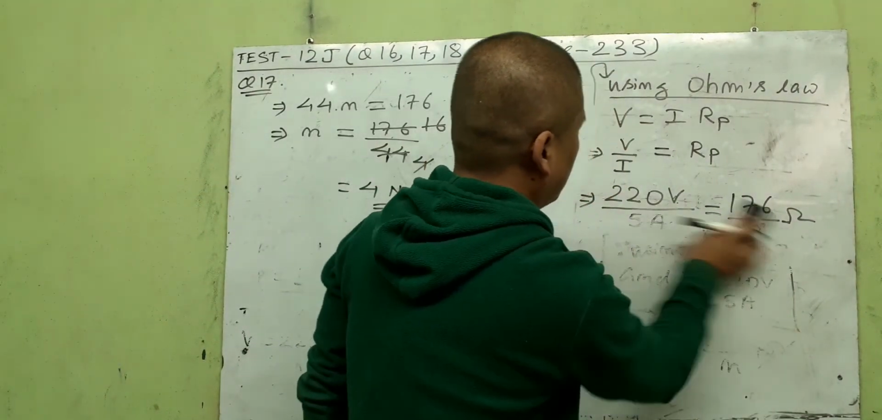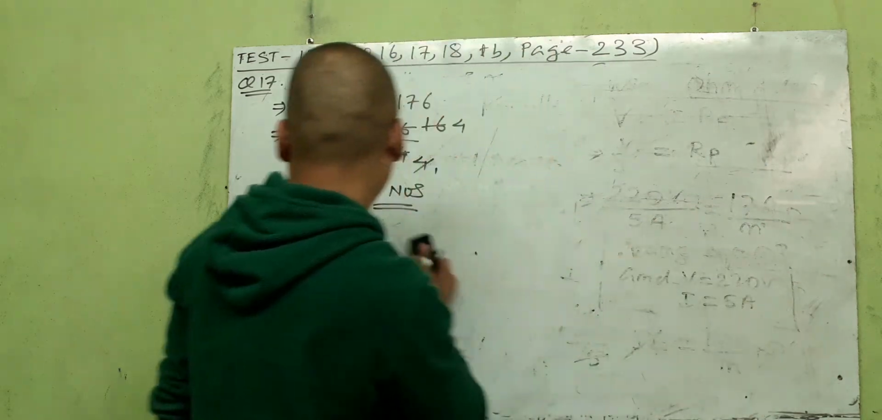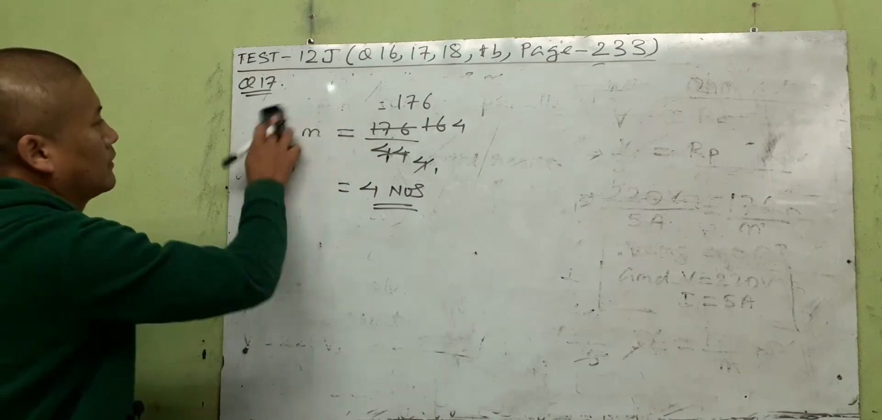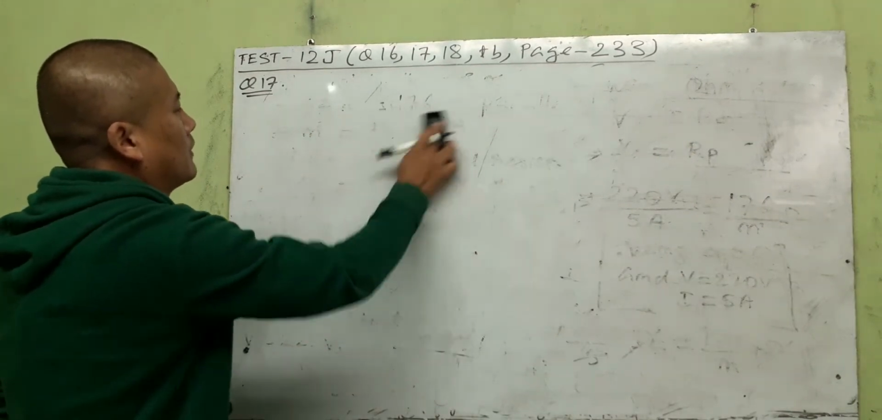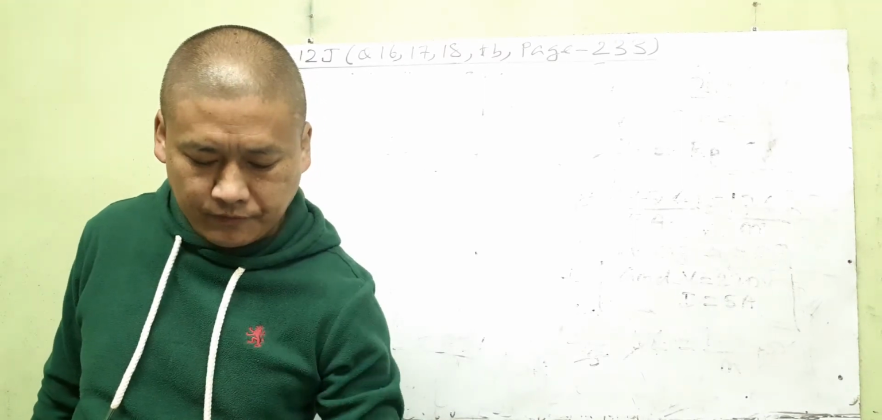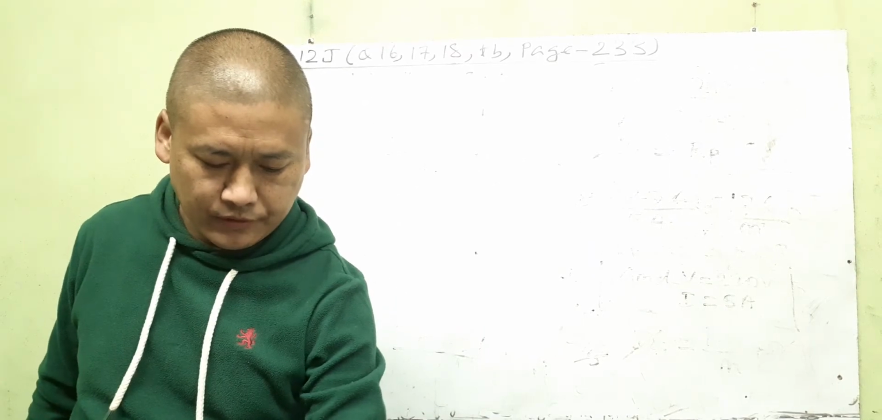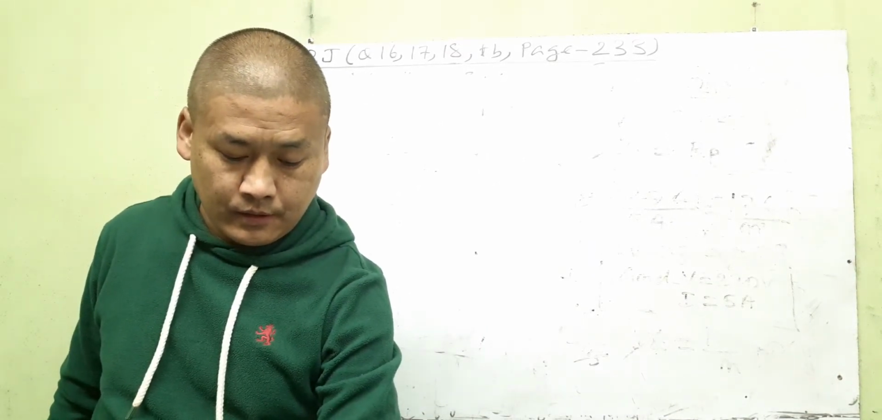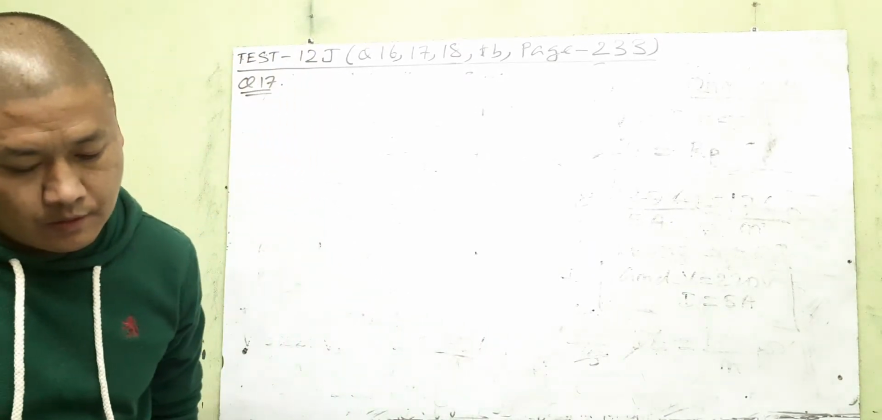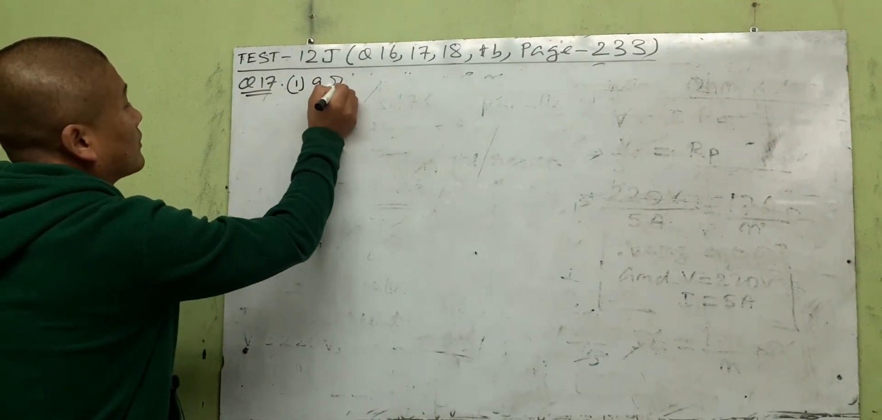So here, 17 is, let me read the question. Show how you would connect 3 resistors, each of resistance 6 ohms, so that the combination has a resistance of 1, 9 ohms, and second one, 4 ohms. So let us start with the first one. The total should be 9 ohms.